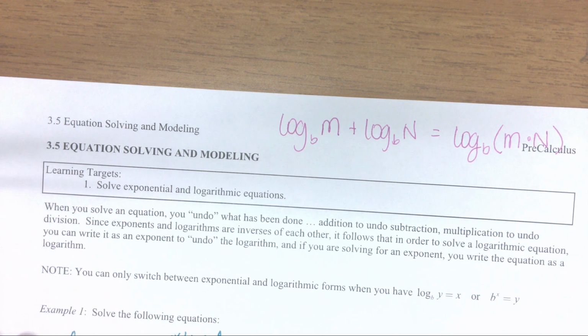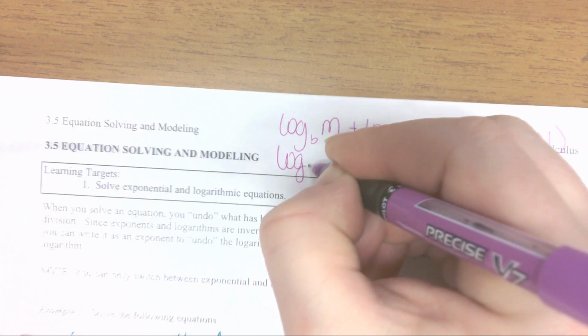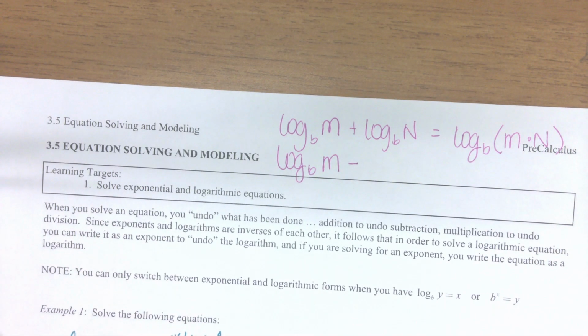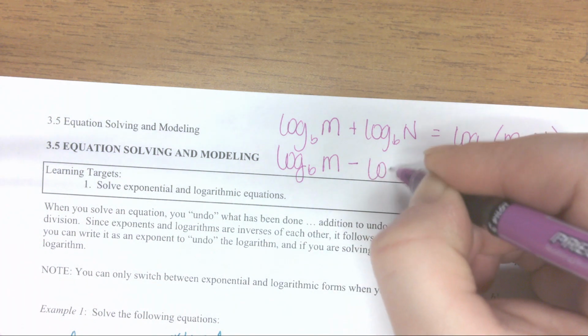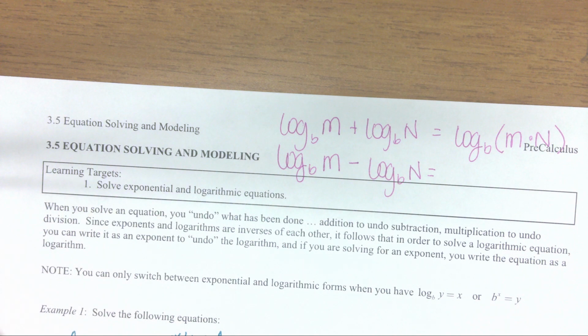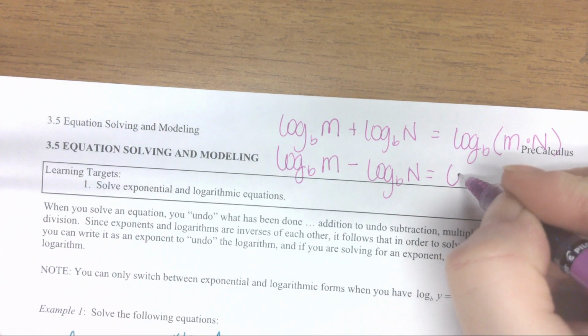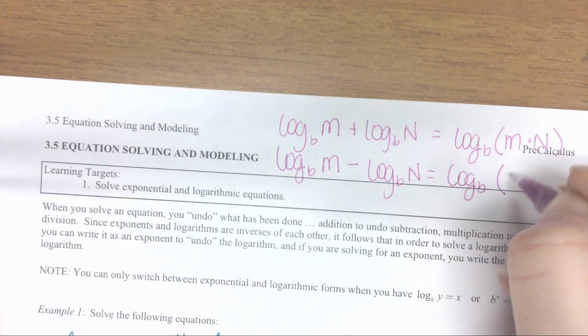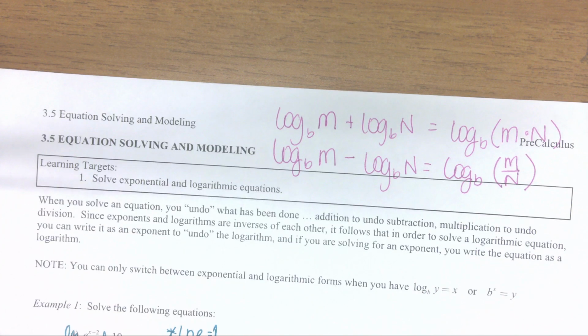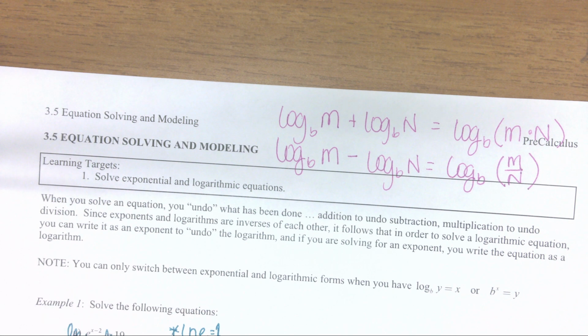The other property we learned was having to do with subtraction. If you have log base b of m minus log base b of n, I can condense it to one logarithm, and it would be log base b of m divided by n. Okay, so in order to take multiple logarithms and solve an equation like that, we're going to have to condense them first to do that.